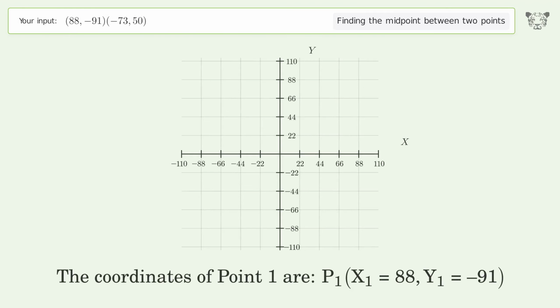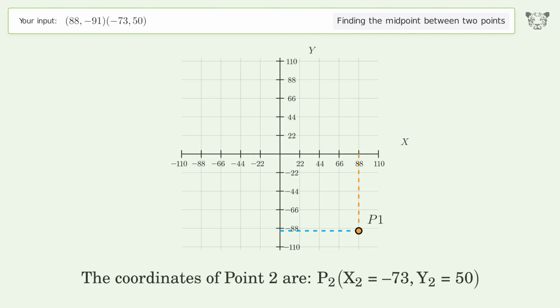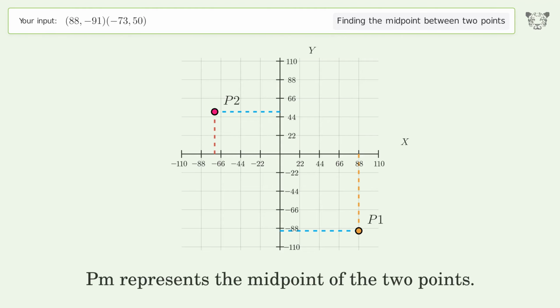The coordinates of point 1 are, x1 equals 88, y1 equals negative 91. The coordinates of point 2 are, x2 equals negative 73, y2 equals 50. PM represents the midpoint of the 2 points.